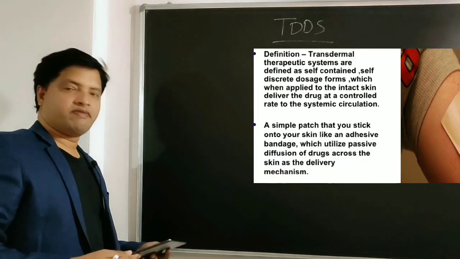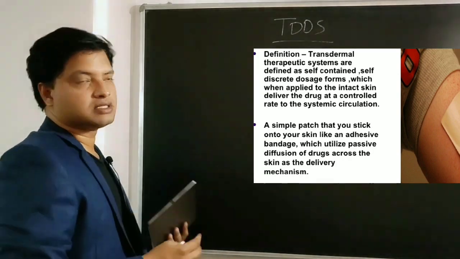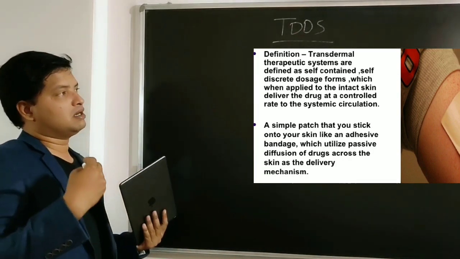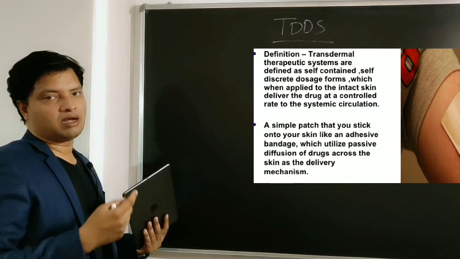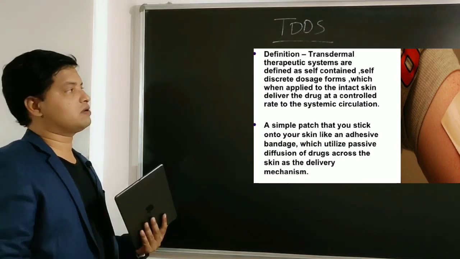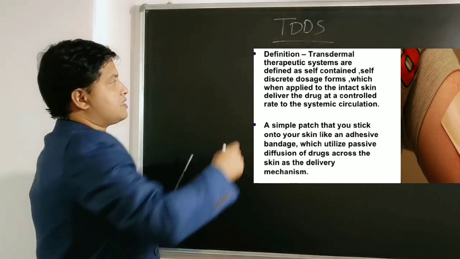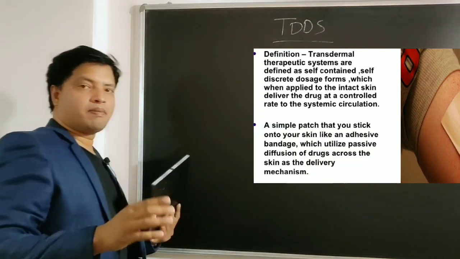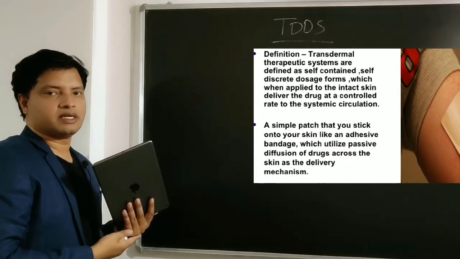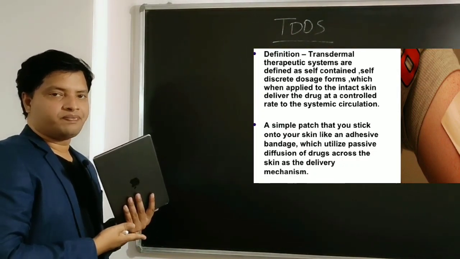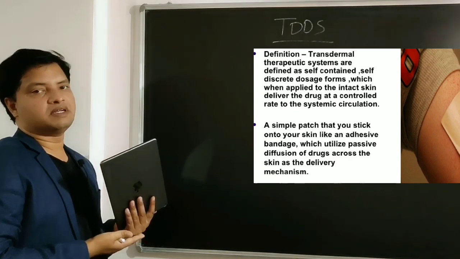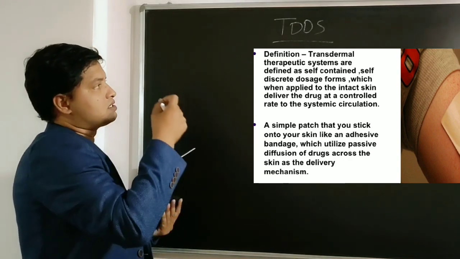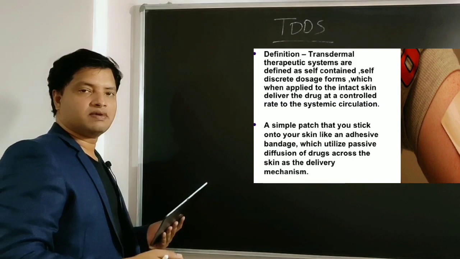So as per the definition, what is transdermal drug delivery system? Instead of reading out the definition, I'll try to explain what this is. As the name says, transdermal, we are applying on the skin. Dermal is skin, so on the skin we are applying this delivery system, hence the name is coined as transdermal drug delivery system.